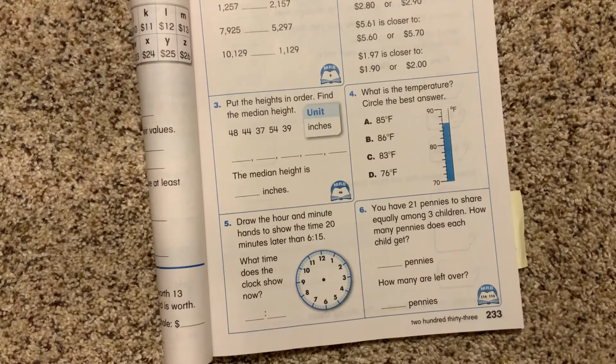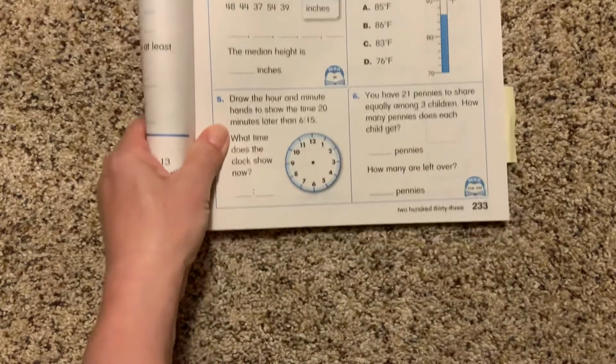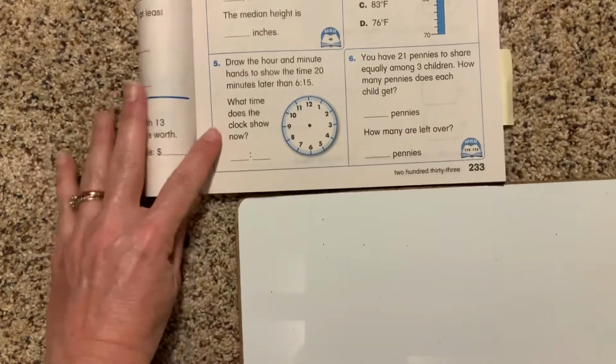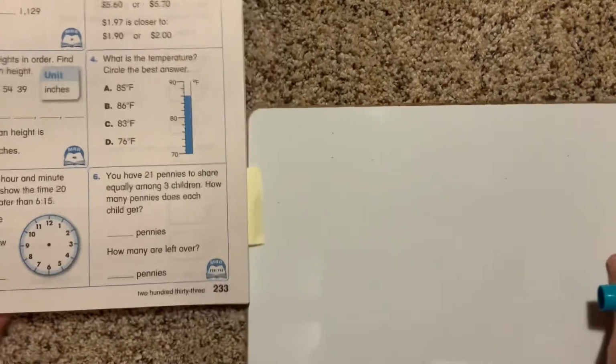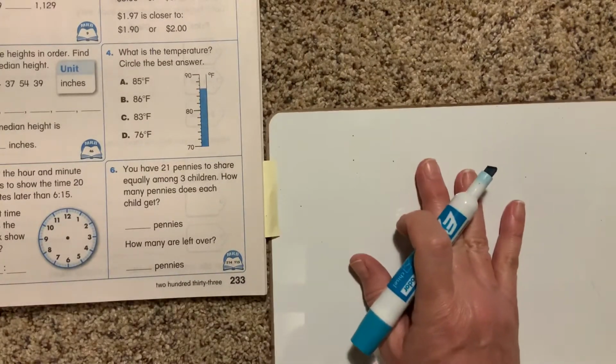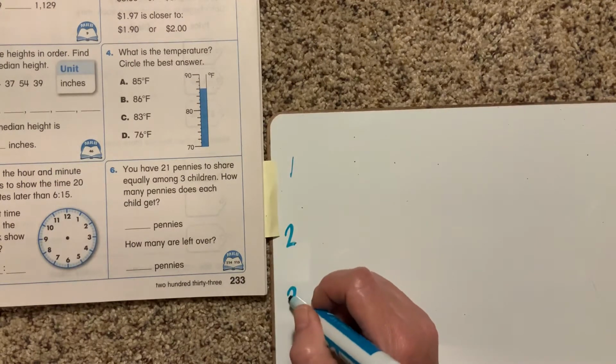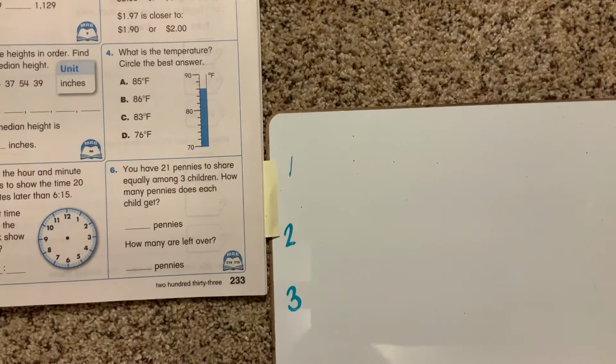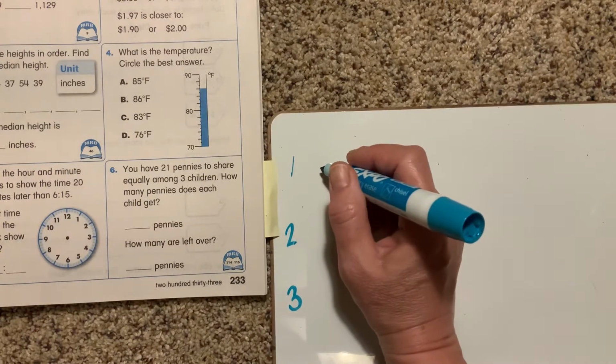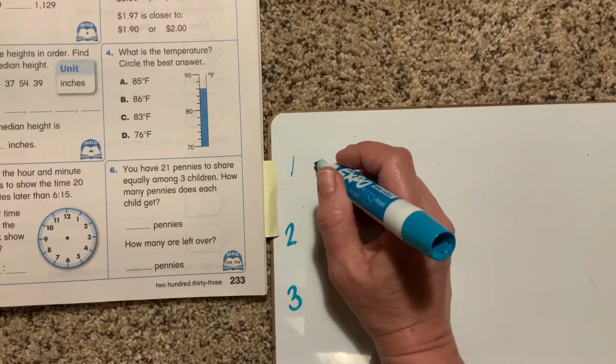For number 6, we have 21 pennies, and we're going to share them equally between 3 children. And I think that I want to draw an array for this problem. I'm going to scoot this up, and maybe I'll go over to the side for you. I'm going to draw 3 children. I'm just going to put numbers down just to keep it organized. 3 children, and we're going to give 21 pennies out to those kids evenly until we are out of pennies. So go ahead and draw an array and come back to this when you are finished handing out those 21 pennies to 3 kids.